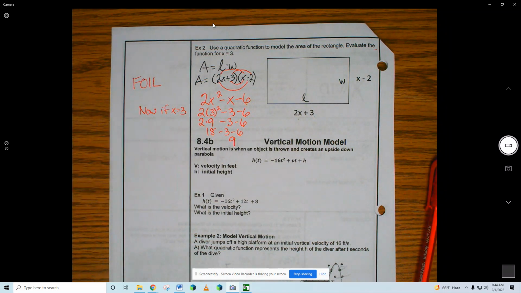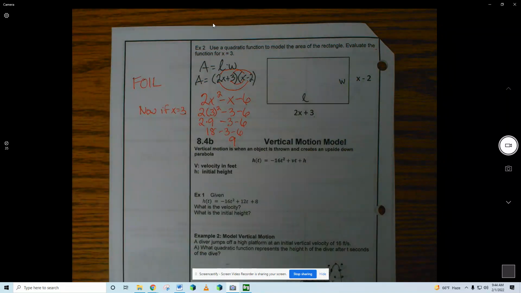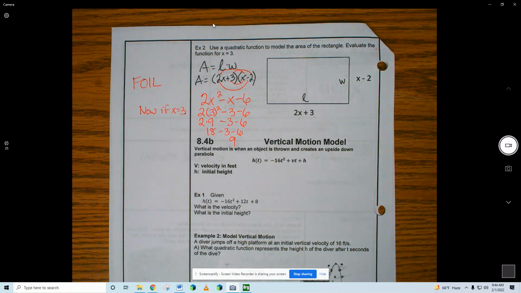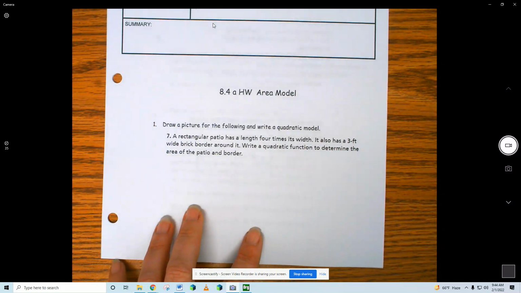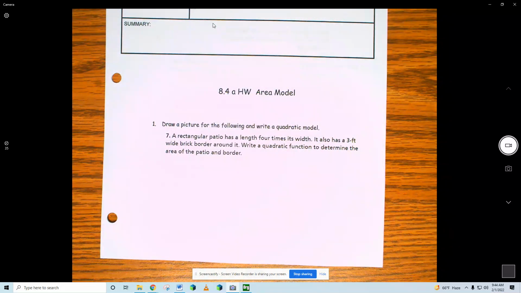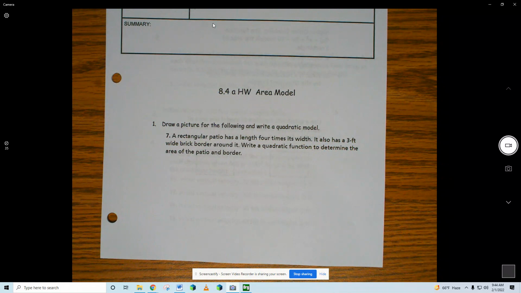You're finding length times width. All right. I want to move forward. So we had 2 examples for notes. No. We're starting the homework. So turn. Remember, this is 2 lessons in 1 packet. So you have to find where it says 8.4a homework.